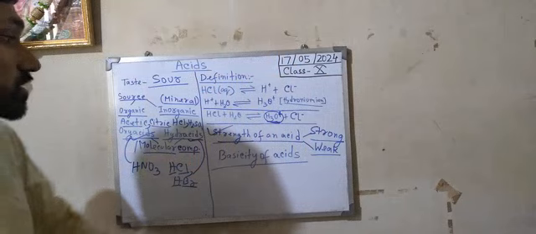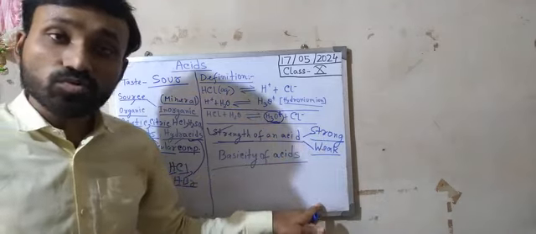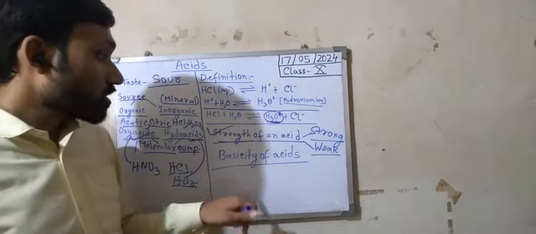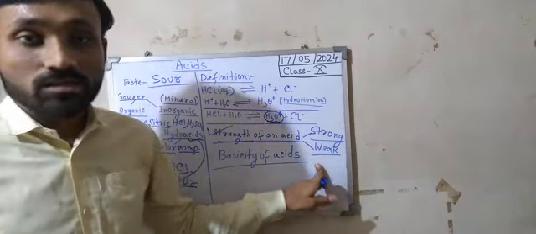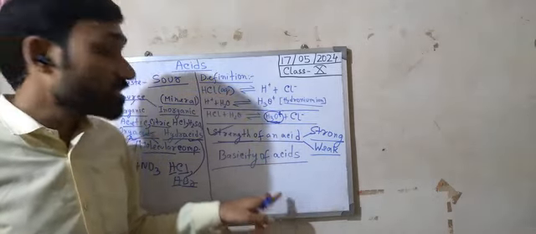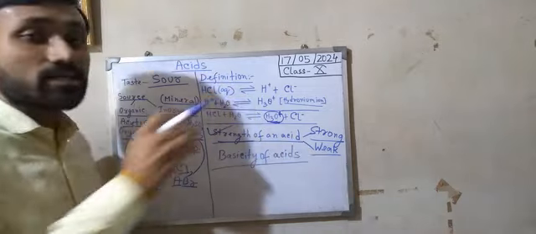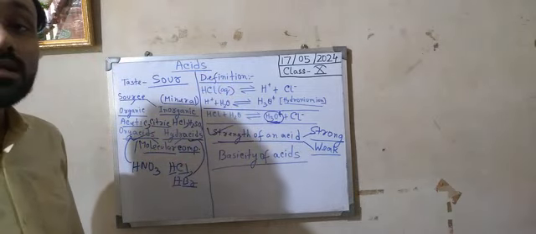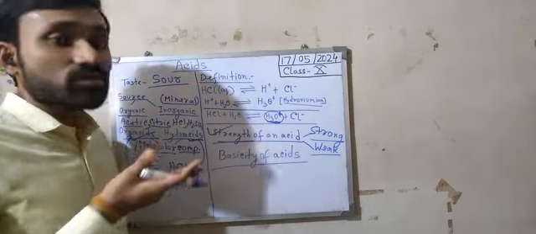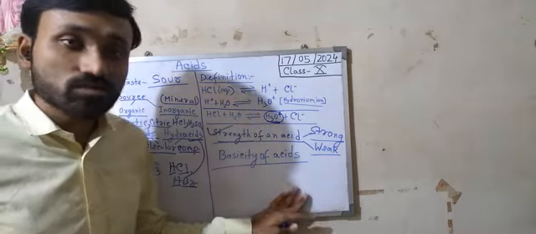Okay. So what is a strong acid? What do we mean by strong acid? A strong acid is an acid which in aqueous solution completely dissociates, giving a high concentration of H plus ion or H3O plus ion. So a strong acid dissociates completely in aqueous solution, giving a high concentration of H plus or H3O plus ions.